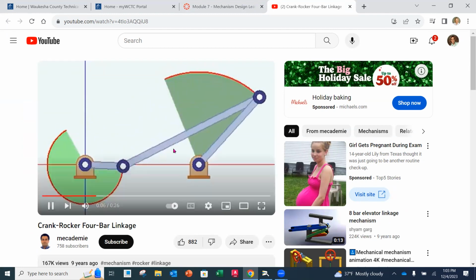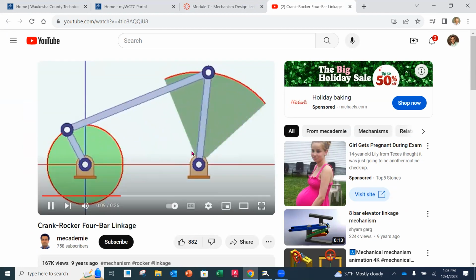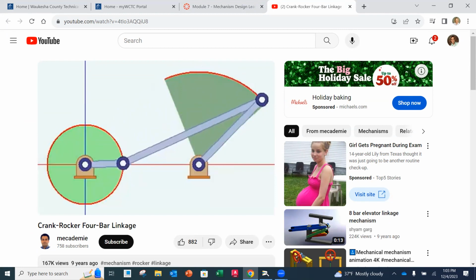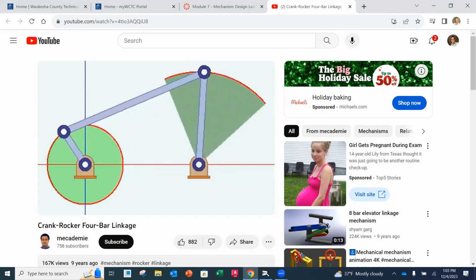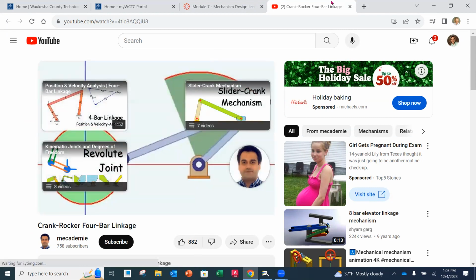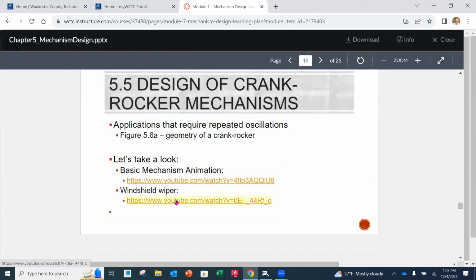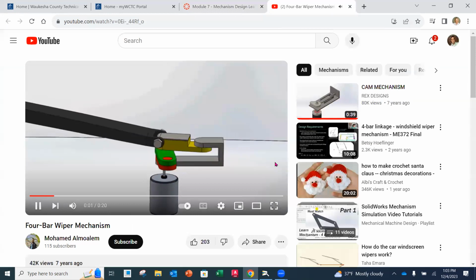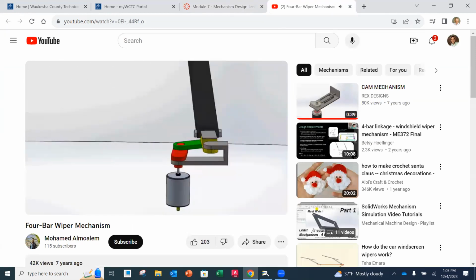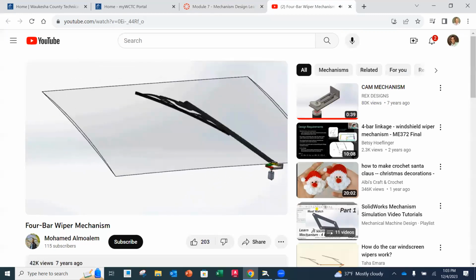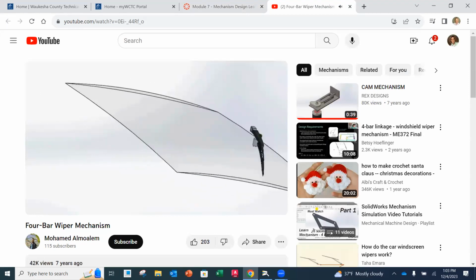So here on the left-hand side, you can see that the crank is going around a full revolution while our rocker, our link number 4 on the other side, is only oscillating back and forth. Pretty simple. The next one that we have here, a classic example of this type of mechanism, is a windshield wiper. Now, this is a single windshield wiper mechanism, but you can see the crank is going around and that windshield wiper is doing the oscillating.